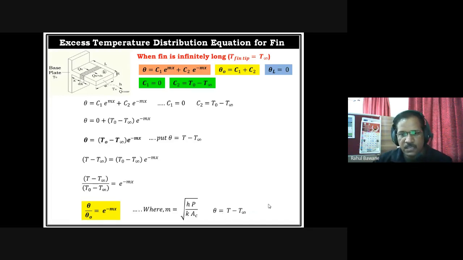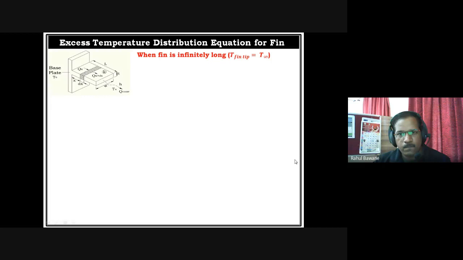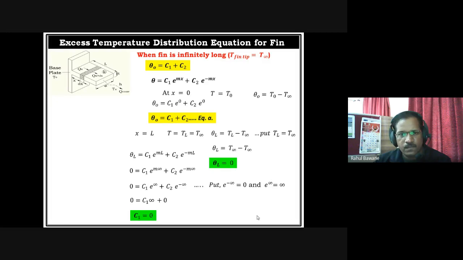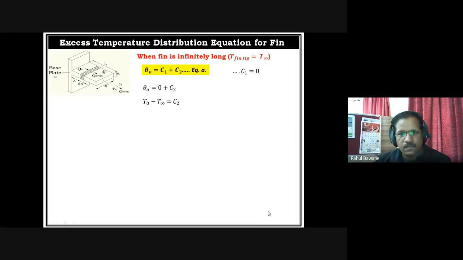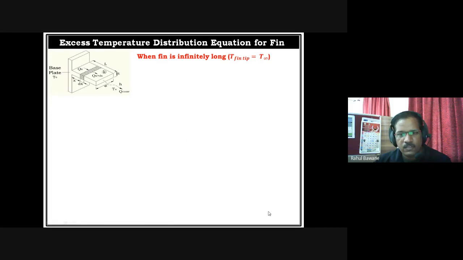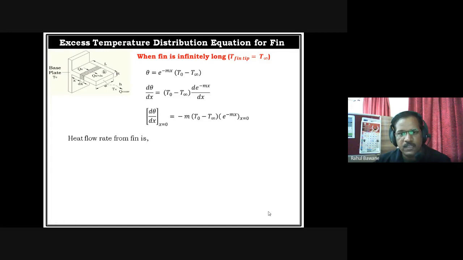Theta is T minus T infinity, and theta 0 is the base temperature minus T infinity. So this is our final equation for an infinitely long fin. Now we have these values of theta. This is just a revision of what we derived.